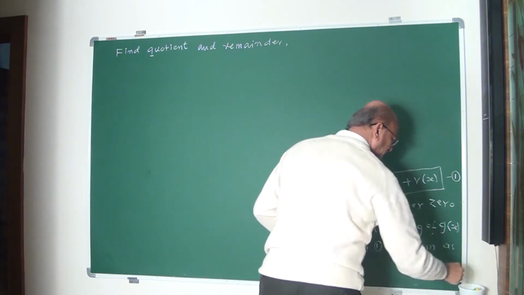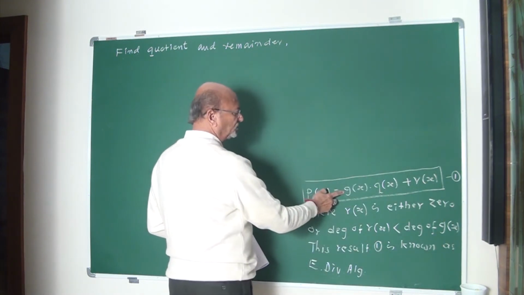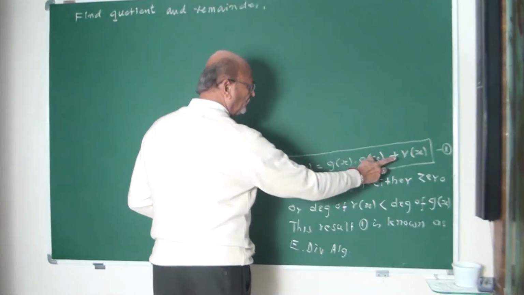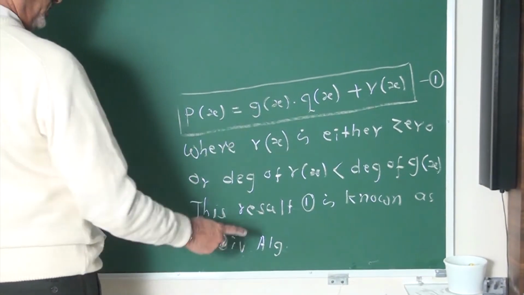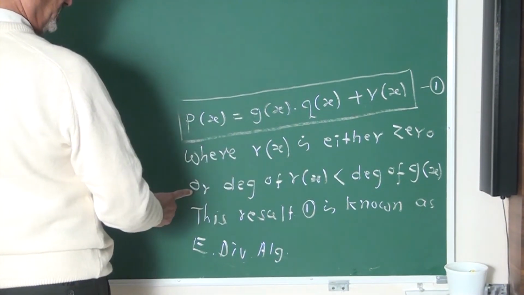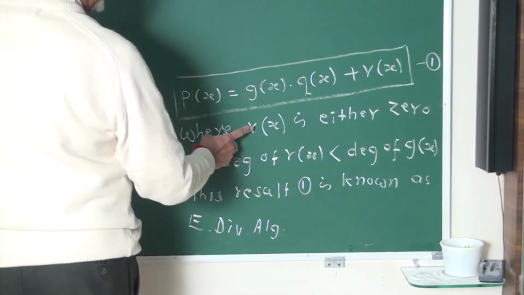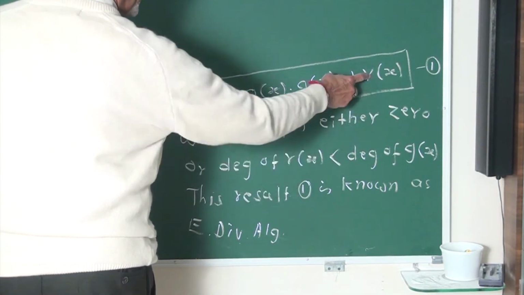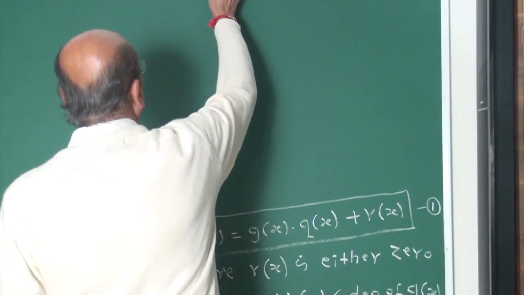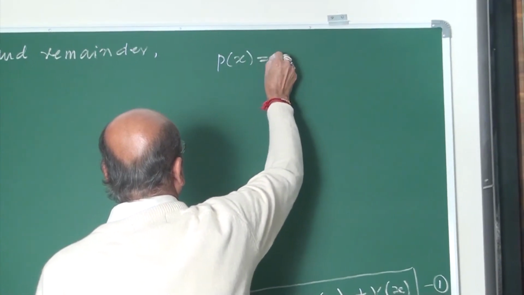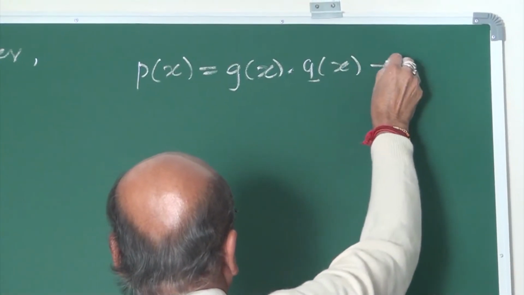By division algorithm, we can write it what, my friends? P(x) equal to g(x) into q(x) plus r(x). Here, the remainder is either 0, otherwise the degree of remainder is less than the degree of divisor. R(x) is 0 or this. And this is by division algorithm: polynomial p(x) equal to g(x) into q(x), quotient, plus r(x), remainder.